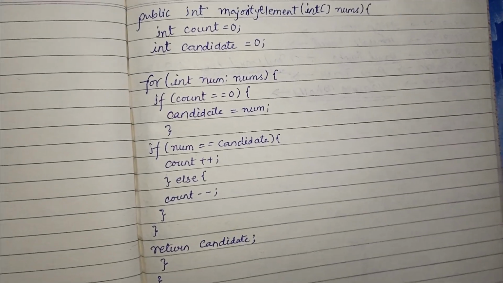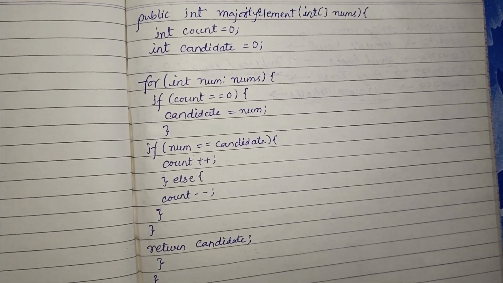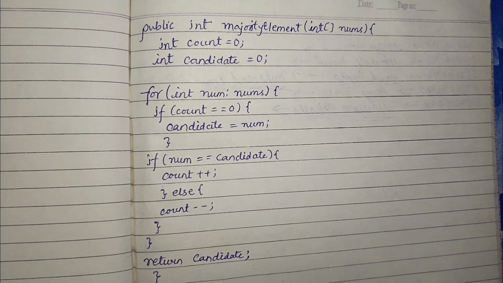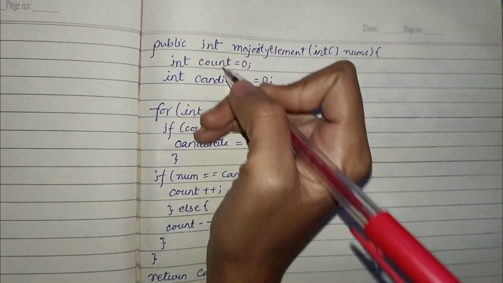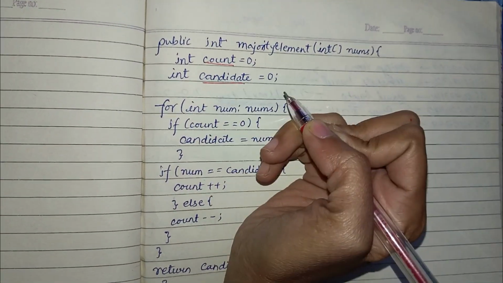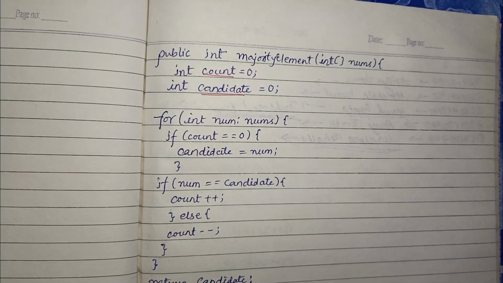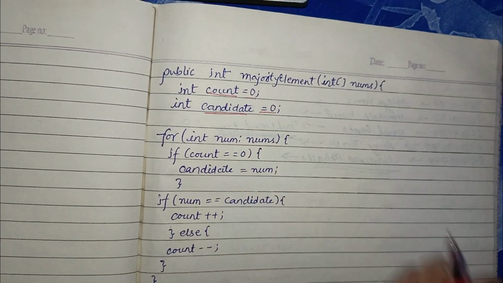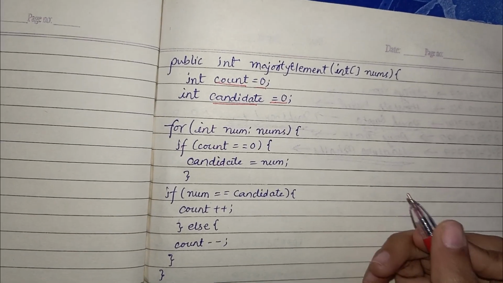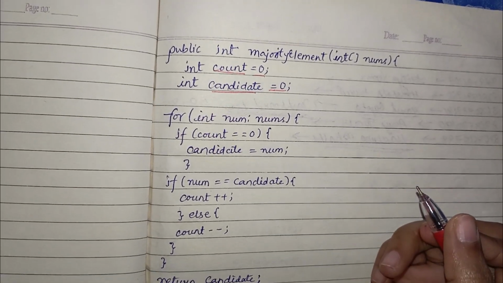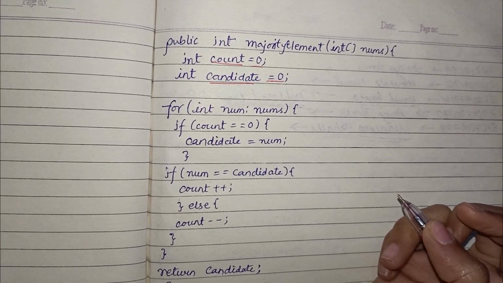Now let's discuss the most important and optimal solution. This approach is called Moore's voting algorithm. We maintain two variables, first count and second candidate. Initially count is 0 and candidate is also 0. We traverse the array one element at a time. If count becomes 0, we select the current element as the candidate.